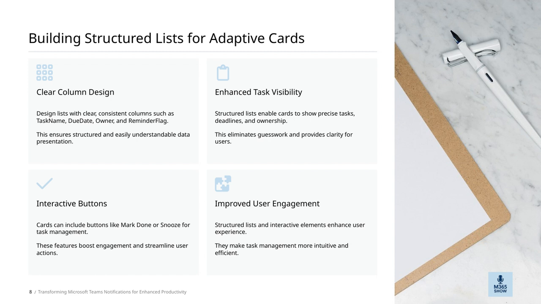To make this even more effective, we design lists with clear, consistent columns, like task name, due date, owner, and reminder flag. This structured approach ensures that data is presented in a way that's easy to understand at a glance. It's about creating a visual hierarchy that guides the user naturally through the information. In summary, by combining structured lists, interactive elements, and clear column design, we enhance task visibility, boost engagement, and ultimately help teams work more smoothly within Microsoft Teams. This approach aligns perfectly with our goal to make collaboration more efficient and user-friendly.